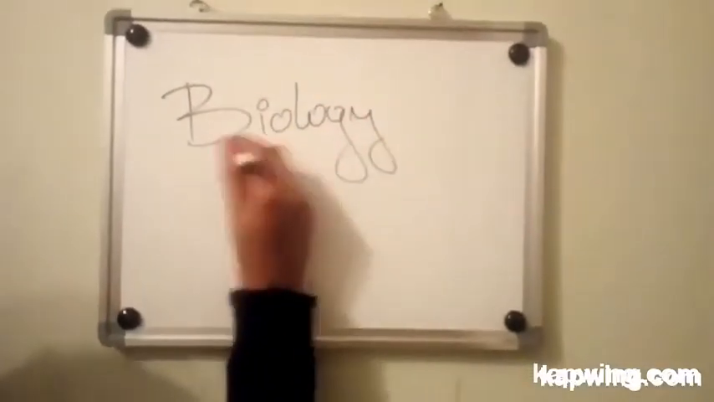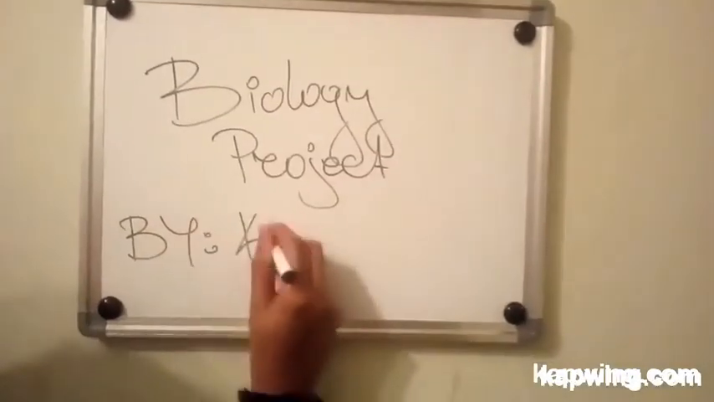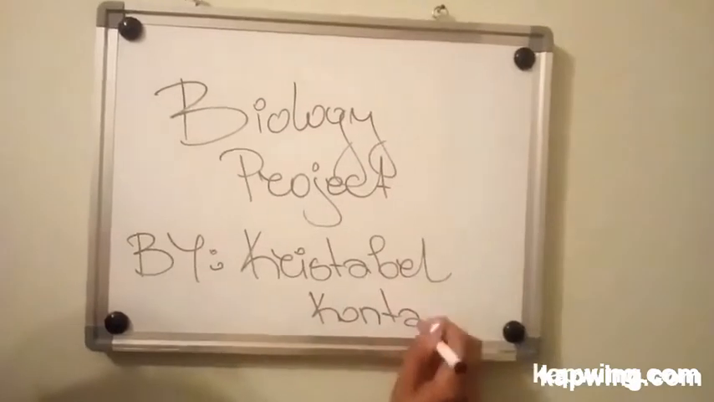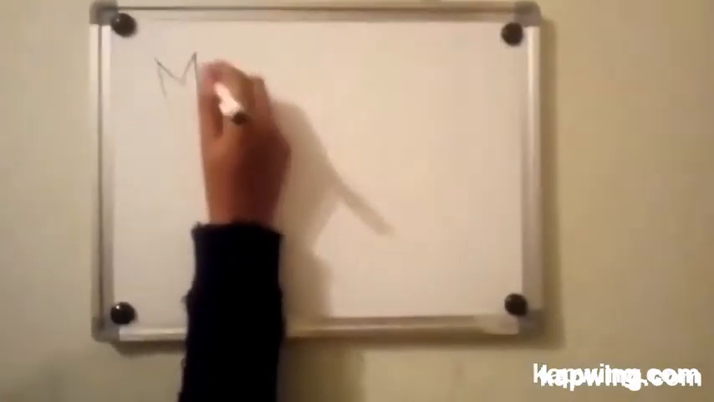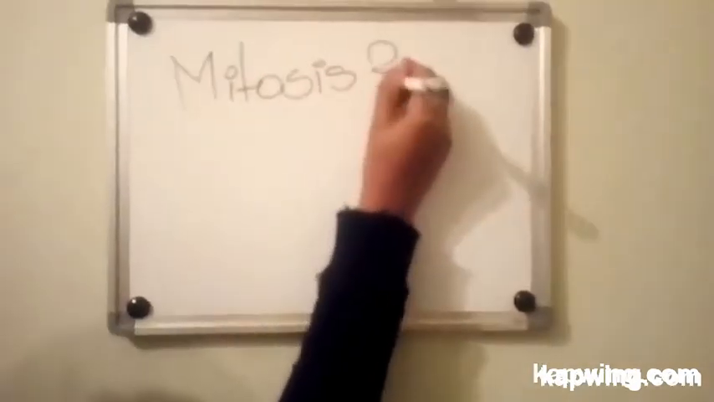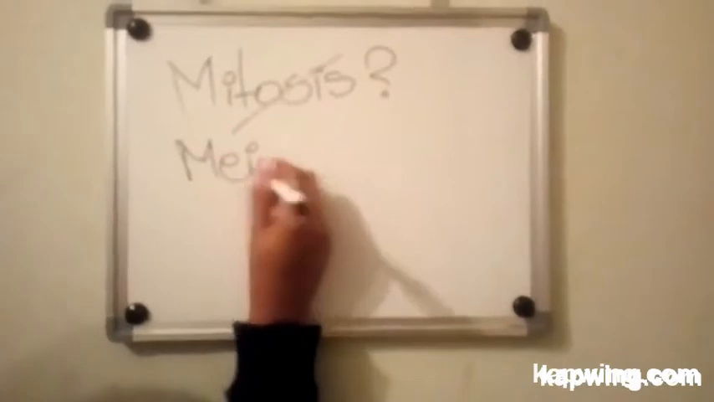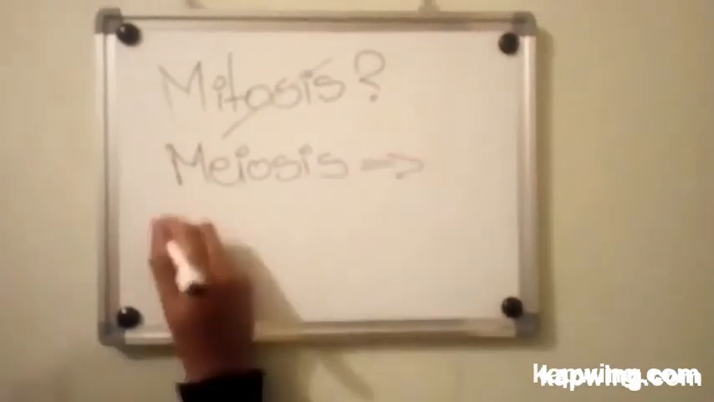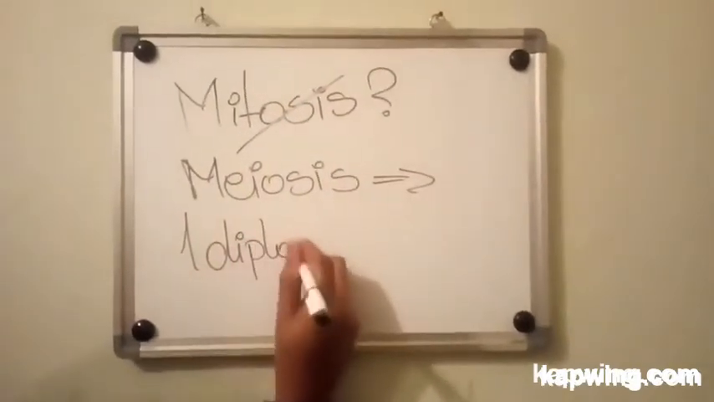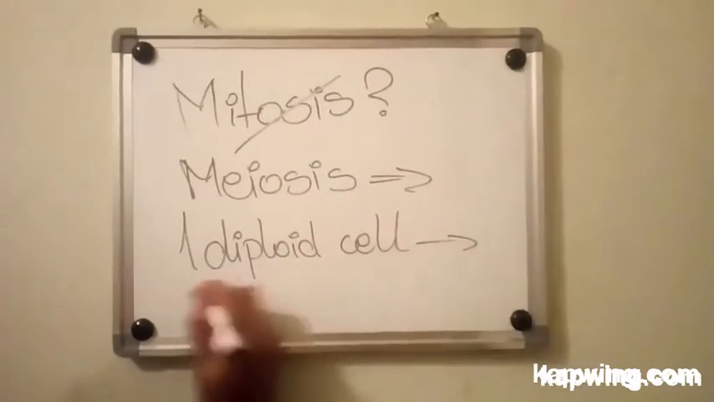Hi, my name is Kristabel Kontá, and today I'm going to guide you through the process of meiosis. No, not mitosis. Meiosis, which will help us get 4 haploid cells from only 1 diploid cell in the course of only 2 divisions.